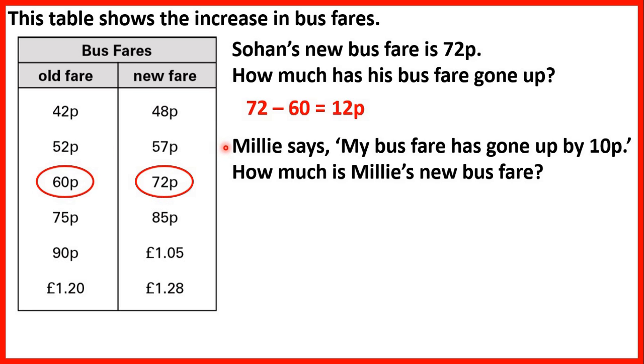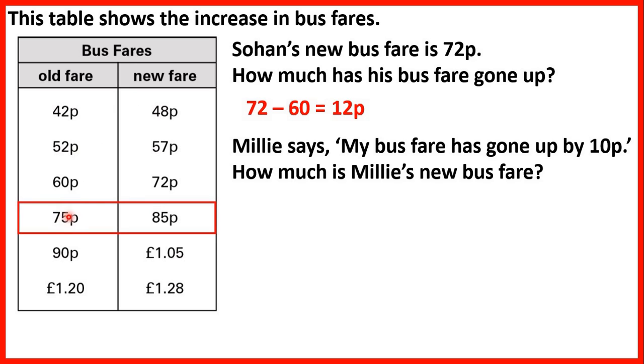Now, Millie says my bus fare has gone up by 10 pence. How much is Millie's new bus fare? So we need to look at the old fare and the new fare and find a difference of 10 pence. And we can see that 75 pence plus 10 pence is 85 pence. So that means that Millie's new fare will be 85 pence. Her old fare was 75 pence, but it's gone up by 10 pence, so it is now 85 pence.